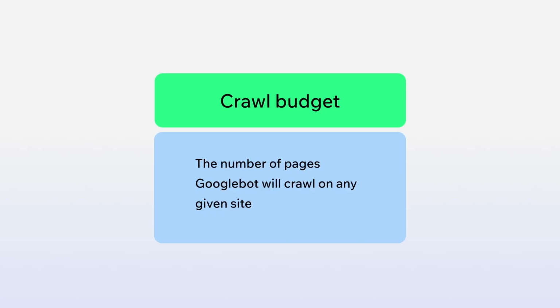In this course, we've talked about how Google first discovers a page, then crawls it, and then hopefully indexes it. But Google will only allocate a certain amount of resources to crawling a site. That means Googlebot, that's Google's crawler, will only crawl so many pages of a site in any given period of time. That's called your crawl budget.